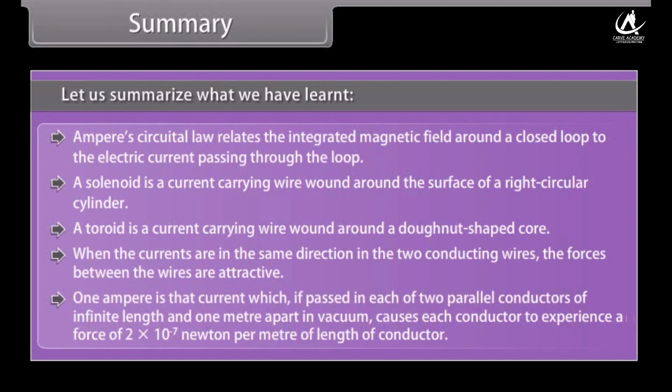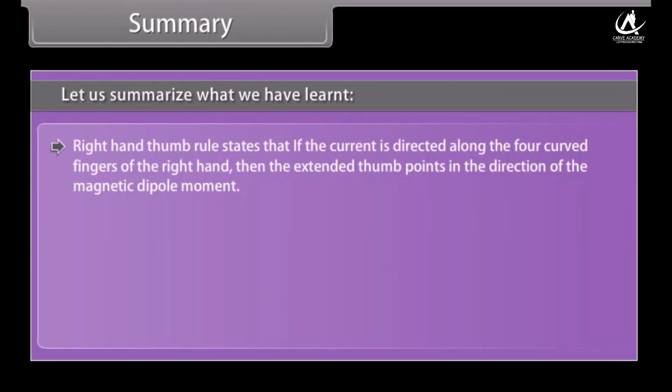1 ampere is that current which, if passed in each of the two parallel conductors of infinite length and 1 meter apart in vacuum, causes each conductor to experience a force of 2 into 10 raised to the power minus 7 Newton per meter of length of conductor. Right-hand thumb rule states that if the current is directed along the 4 curved fingers of the right hand, then the extended thumb points in the direction of the magnetic dipole moment.